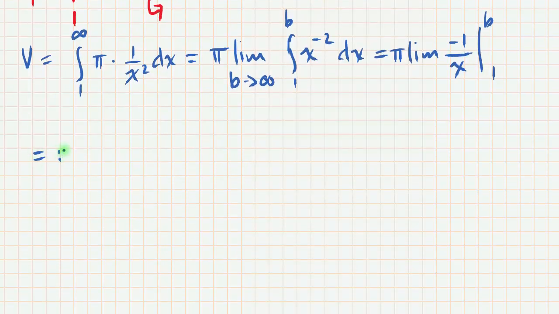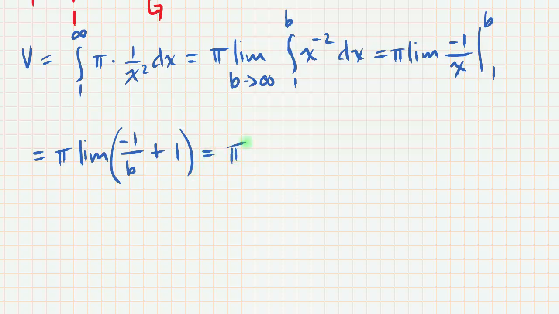This is equal to pi times the limit of negative 1 over b plus 1 as b goes to infinity. This is equal to pi. So therefore, Gabriel's horn has finite volume, and that volume is pi units cubed.